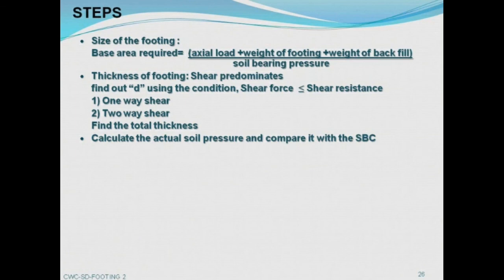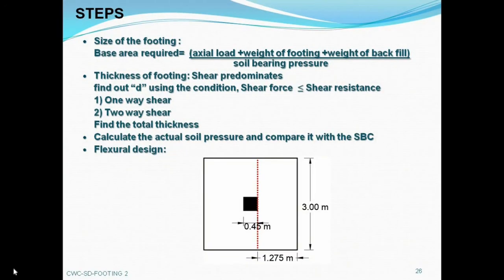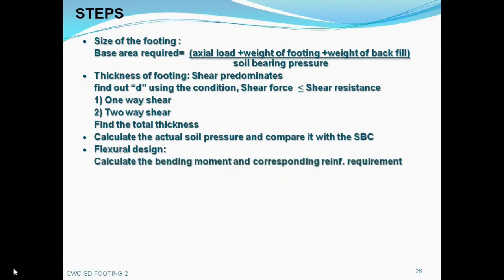Now let's revise the steps explained in part 2. Next is the flexural design. Here the critical section is located at the face of the column. So calculate the bending moment and corresponding reinforcement requirement. Finalize the AST to be considered after comparing the values from flexural consideration, shear design and minimum requirement. Then distribute the bars accordingly.